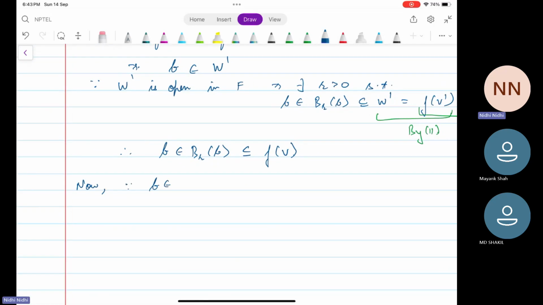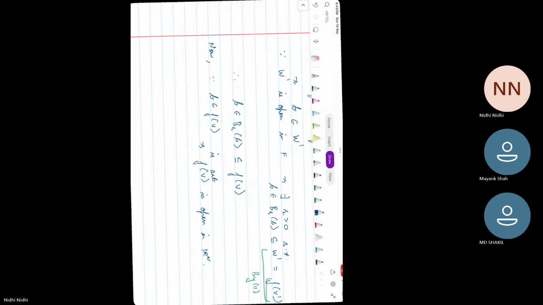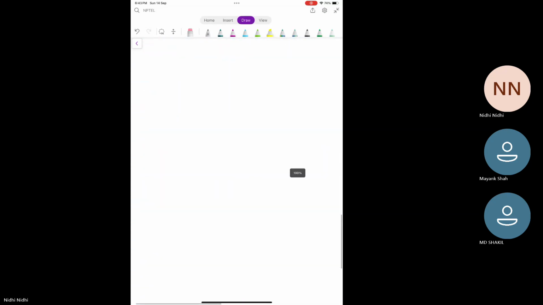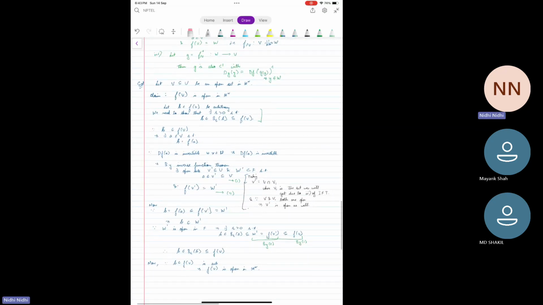Since B belonging to FV, that means for any arbitrary point in FV, we were able to find an open ball. B is arbitrary. This implies FV is open. And so that's what we needed to prove. I hope this is fine.